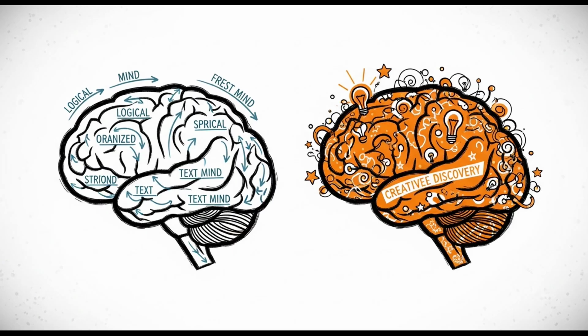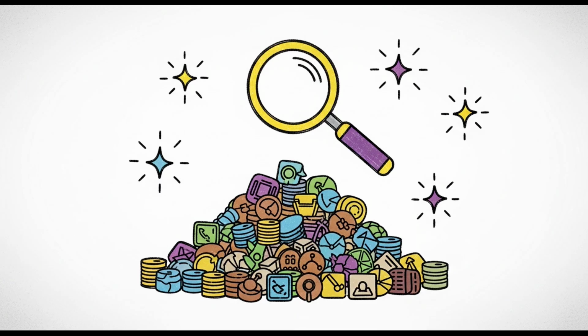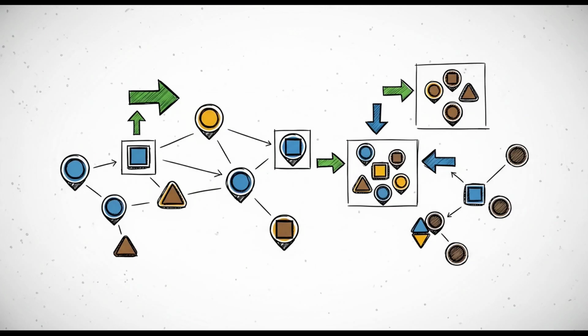The second type is called unsupervised learning. This one is a little different. Here you give the machine a bunch of data, but with no labels. No correct answers. You just say, here's a pile of information, find me something interesting. And the machine starts grouping things together based on similarities it discovers.